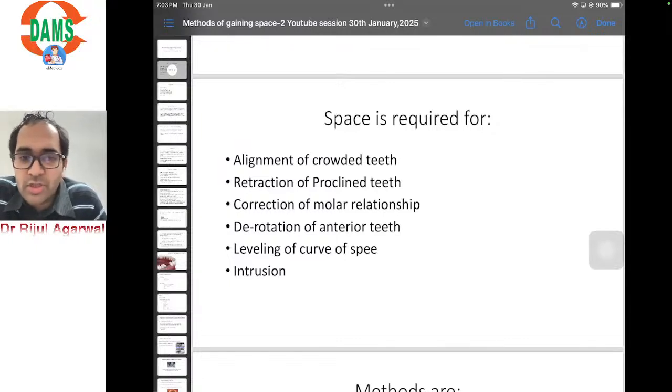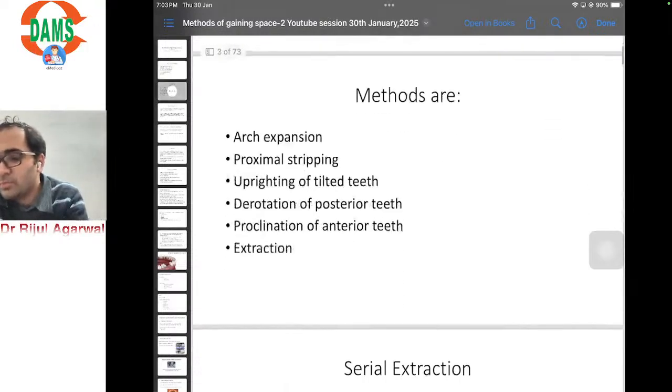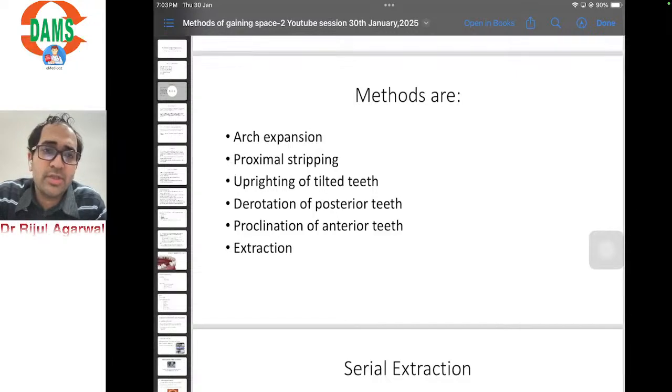Derotation or correction of rotation of anterior teeth. Leveling of curve of Spee: as we know, flattening the curve of Spee requires space, and intrusion for correction of deep bite. So what are the methods of space creation? First is arch expansion, which we took up in the previous lecture, proximal stripping, uprighting of tilted teeth, derotation of posterior teeth, proclination of anterior teeth, and extraction. We have covered all of them in the previous lectures. I'm going to start from serial extraction, the point at which our lecture stopped.